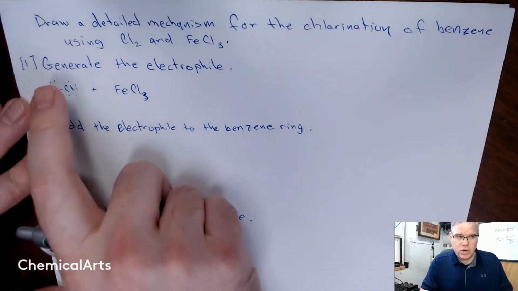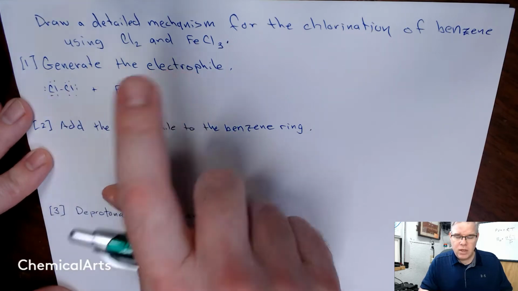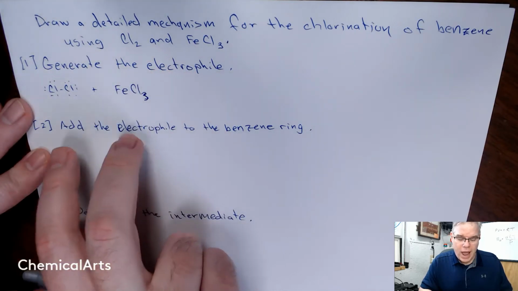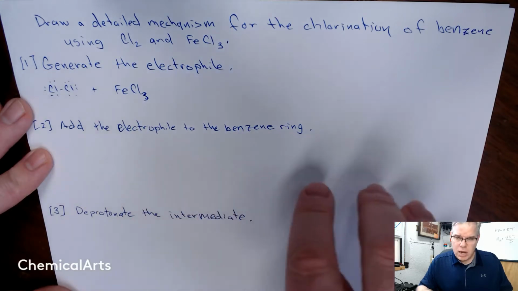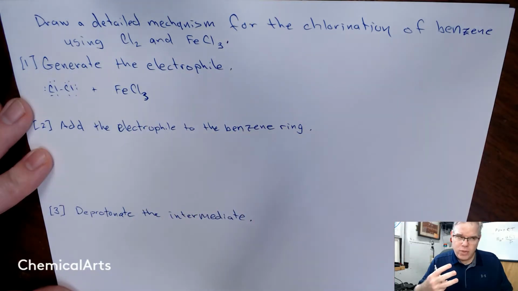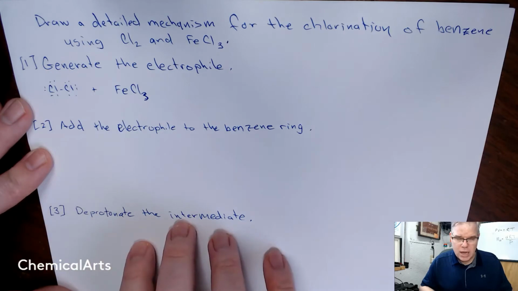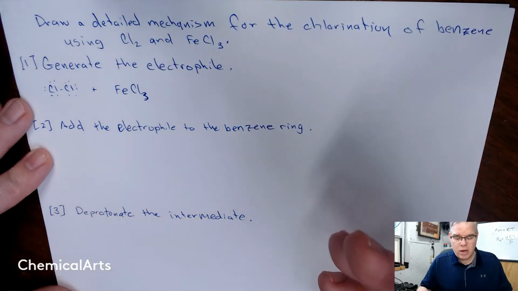First, we want to generate the electrophile. Second, we want to react that electrophile with the benzene ring to generate our intermediate. And then third, we want to deprotonate that intermediate to give our final product.